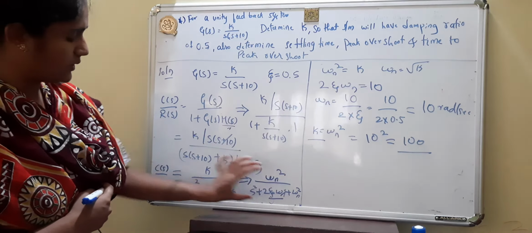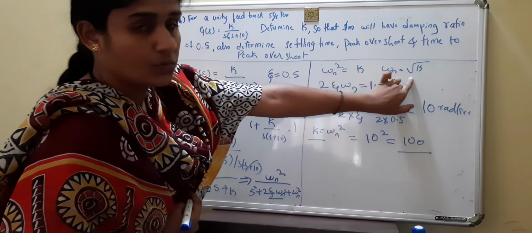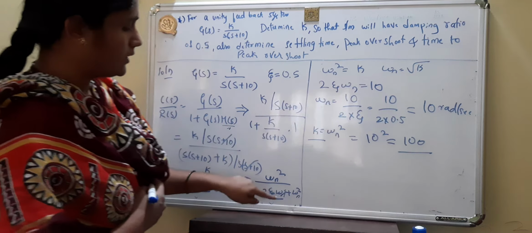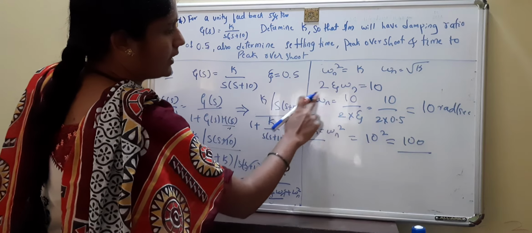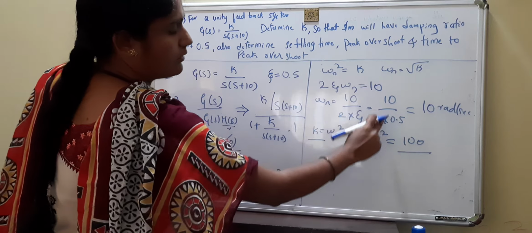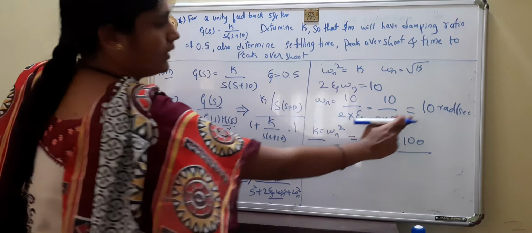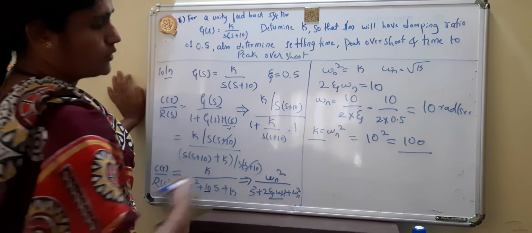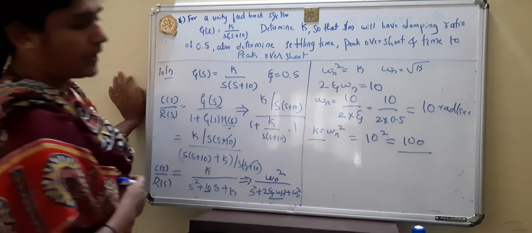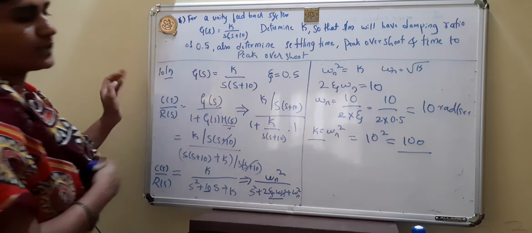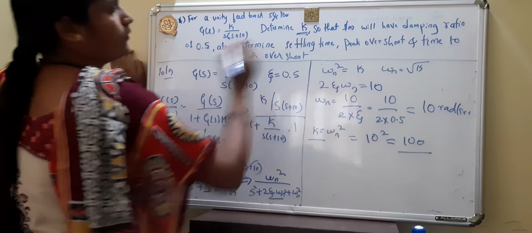By comparing this equation with this one, we get omega n square is equal to K, omega n is equal to root K, and 2 zeta omega n is equal to 10. We have to calculate omega n: 10 divided by 2 zeta, 10 divided by 2 into 0.5, so 10 radians per second. So what is the K value? Omega n square. What is omega n? 10 radians per second. So K is equal to 10 square, which is 100. Okay, we have calculated the value of K.